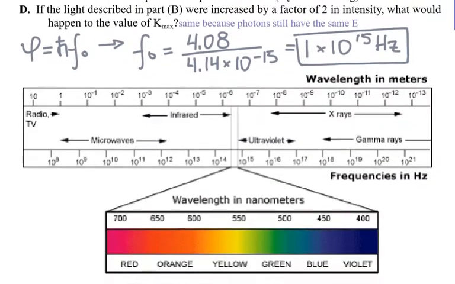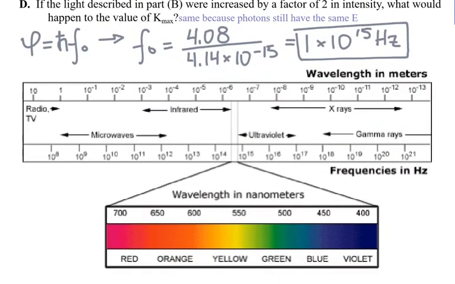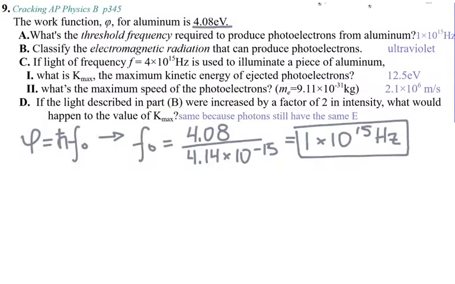You see that the electromagnetic spectrum is classified by the wavelength and by the frequency. So this part is going to be the frequency, and if I look at 10 to the 15th, so here is 10 to the 15th, and that's ultraviolet. So my answer is ultraviolet. So I got these two answers so far.